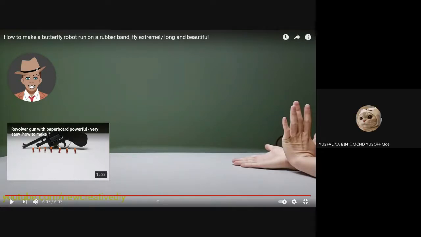Now, can you try to let go? Okay, so later, not now, after this. Don't use the paper. I want to see whether it can fly, because this one also they didn't use a paper. So I just want to see if the butterfly can fly without using the paper. So you just take out the paper, then let the butterfly go, and I want to see whether it can move or not.